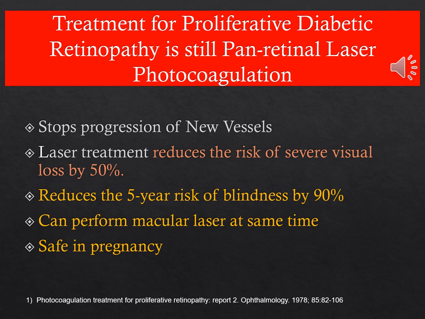The treatment for proliferative diabetic retinopathy remains pan-retinal laser photocoagulation as the gold standard treatment. This stops the progression of new vessels growing further, and it can reduce the risk of severe visual loss by 50%. This treatment also reduces the 5-year risk of blindness by 90%. We can also perform macular laser treatment at the same time if needed, and this treatment is safe in pregnancy.